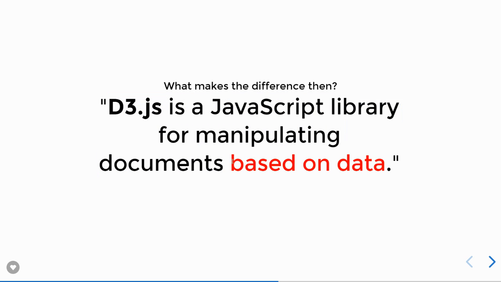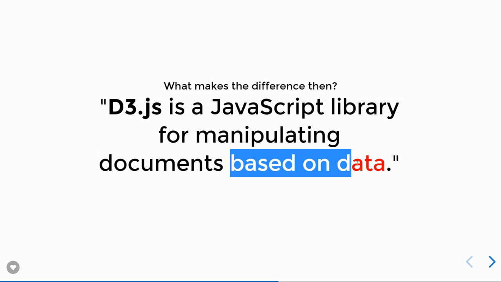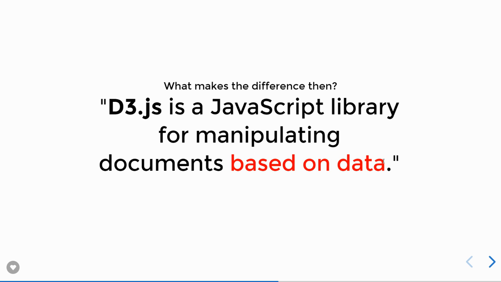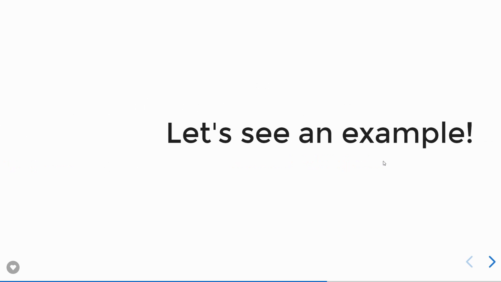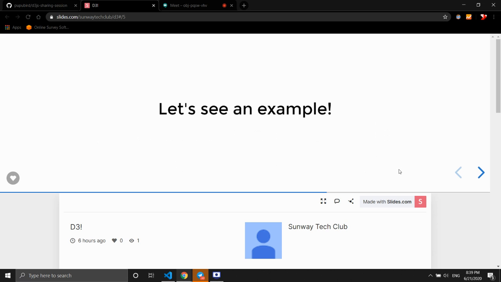Looking at the same quote, you have to stress these three words: based on data. D3JS is a library for manipulating the documents, the DOM, based on data. It might be a bit hard to understand what is meant by based on data, so let's see an example.